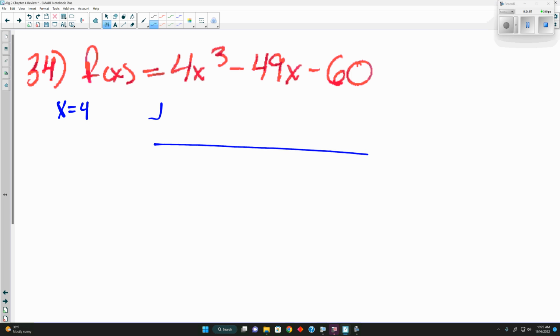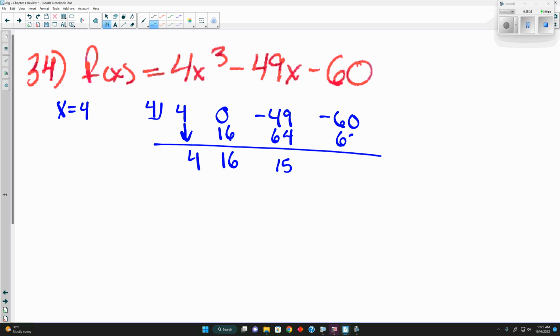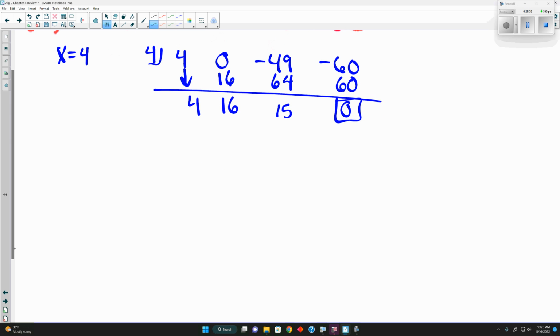We can set up our synthetic division. 4 will go in the cubby hole. We'll have 4 for x to the third, 0 for x squared, negative 49 for x, and negative 60. 4 times 4 is 16. 0 plus 16 is 16. 4 times 16 is 64. Negative 49 plus 64 is 15, and 4 times 15 is 60, which does indeed give us 0.